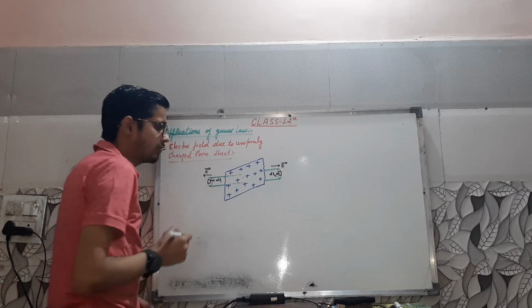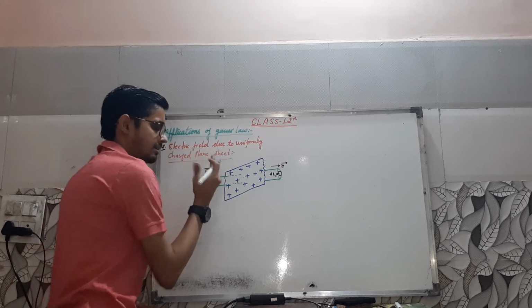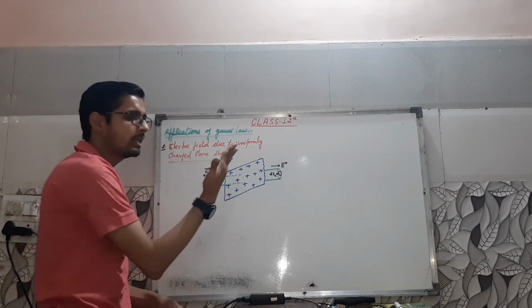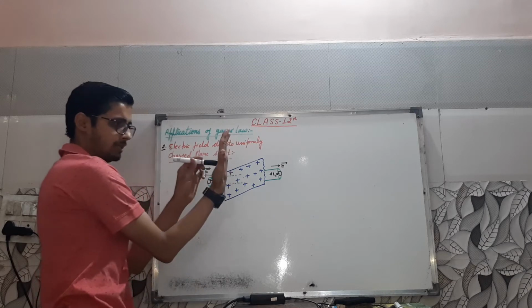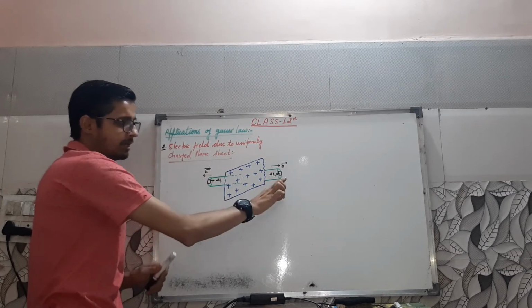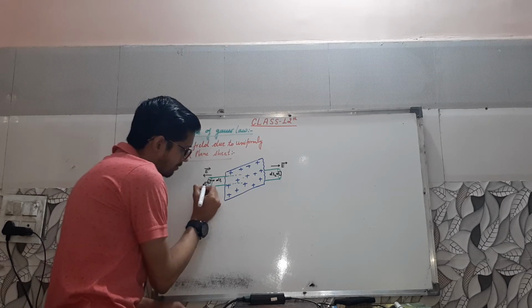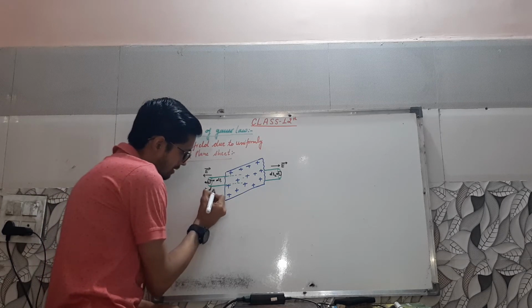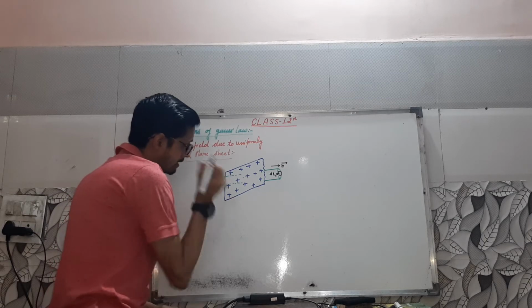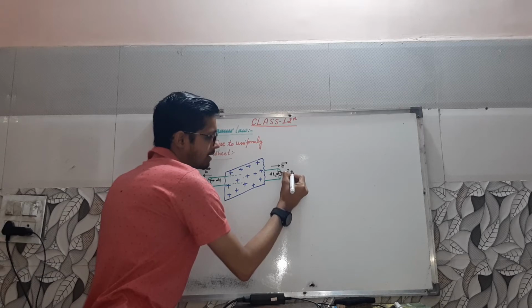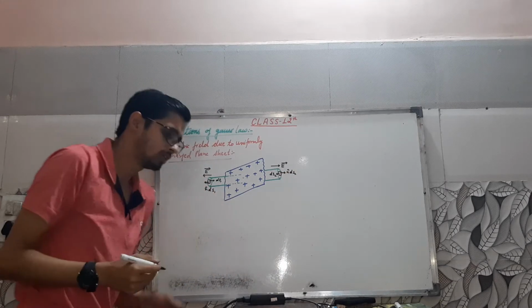Now what is the direction of area vector? Here the small area element is in this direction, so it is normally outward, and in the similar way in this direction. So this is the direction of area vector, and this is the direction of area vector.